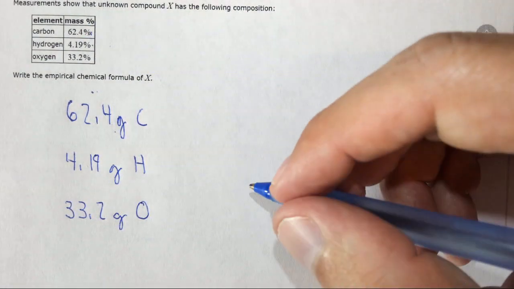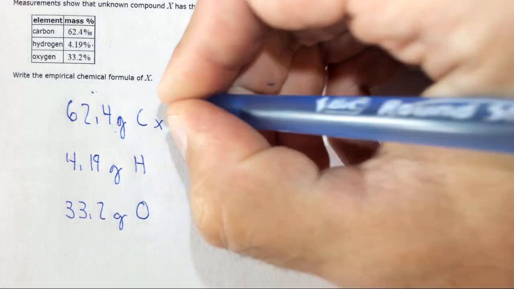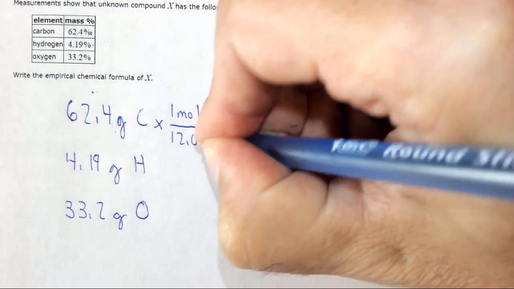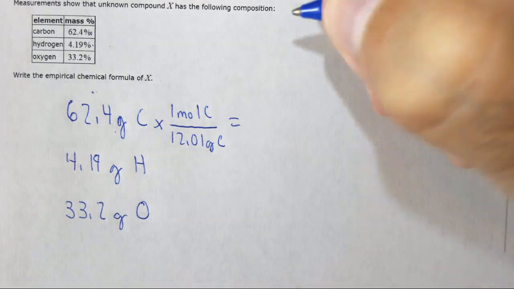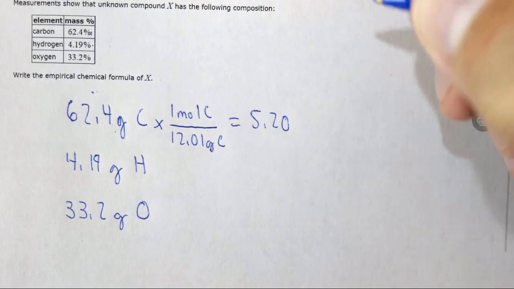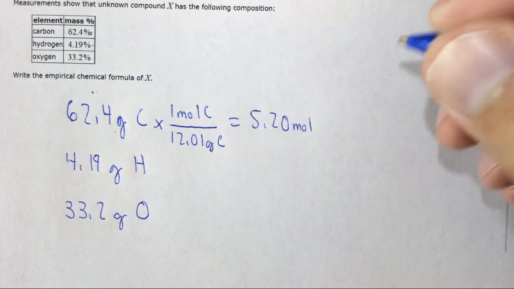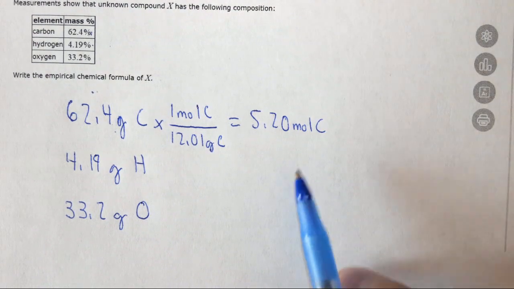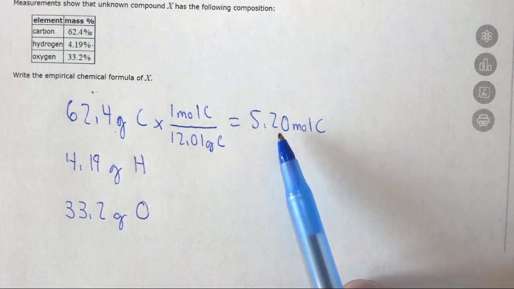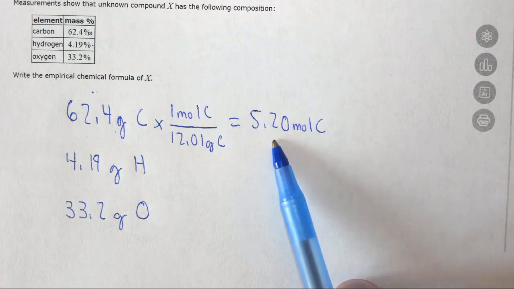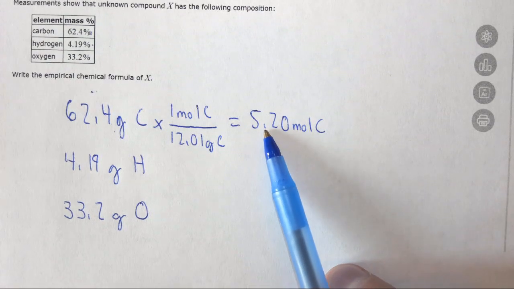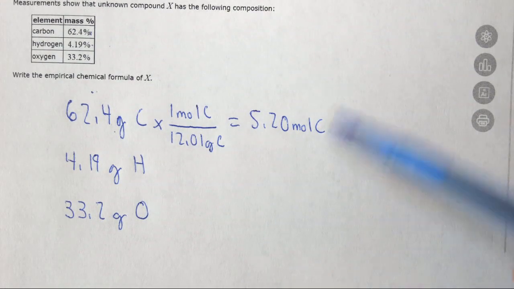Now we need to convert each of these grams into moles. So for carbon, times 1 mole of carbon on the top and 12.01 grams of carbon on the bottom, which is the molar mass of carbon on the periodic table. And when you do that, you get 5.20 moles of carbon. Since this is going to have to be an integer ratio, significant figures are not going to play a strong role, so I am going to go ahead and round to 2 decimal places or 3 total sig figs. Even though normally you would round at the end, here it doesn't matter because at the end we're going to get integers.